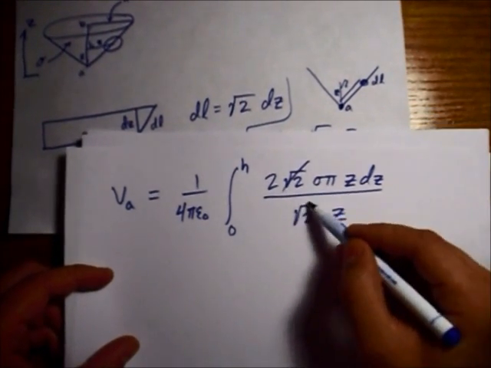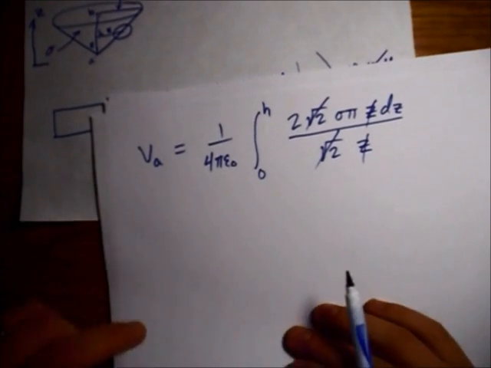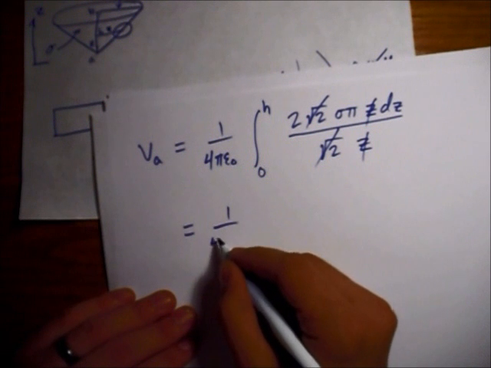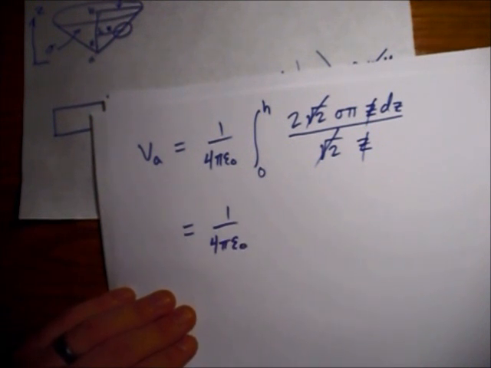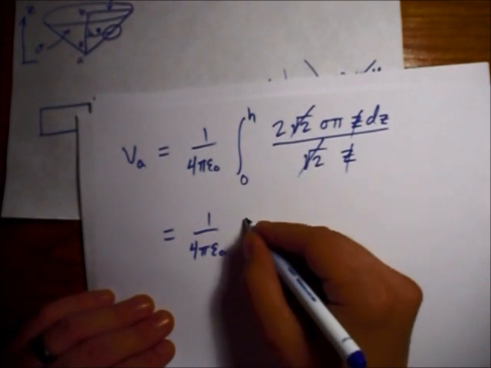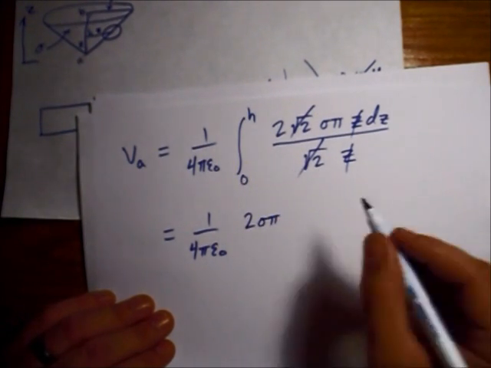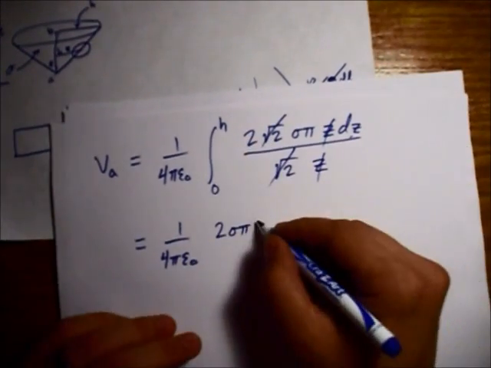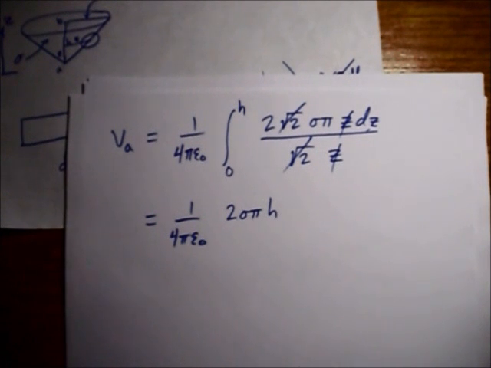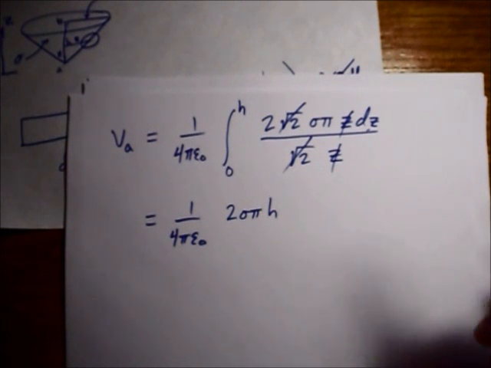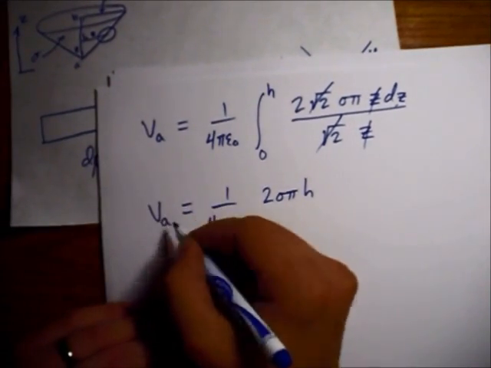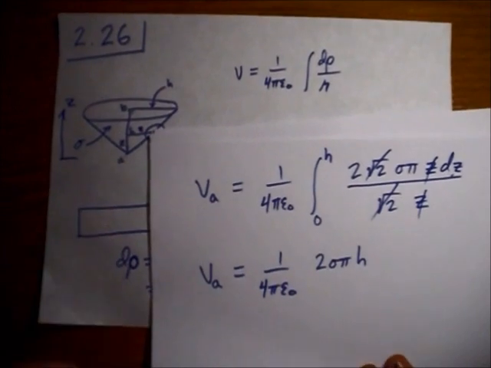Our square root of 2 divides out, and our z divides out, which is a very convenient truth for our integration. Now, what do we have left over? We have a 2 sigma pi, and then we're just integrating dz from 0 to h, which just gives h. I believe I did this right. Yes, so here is our potential at the point A.